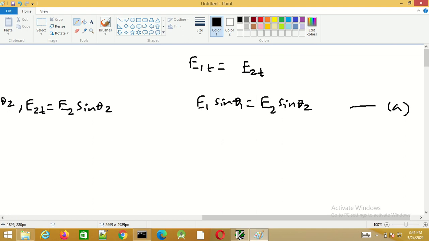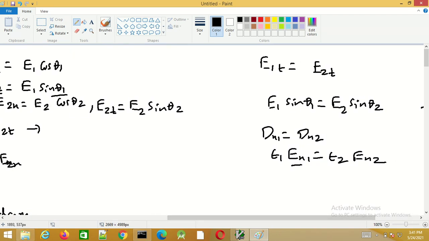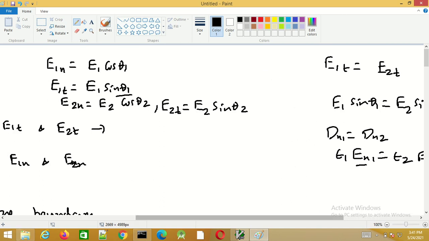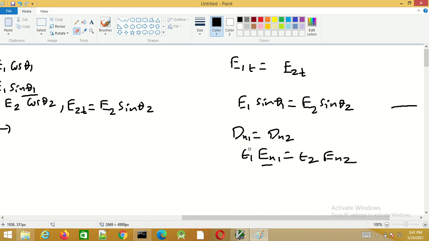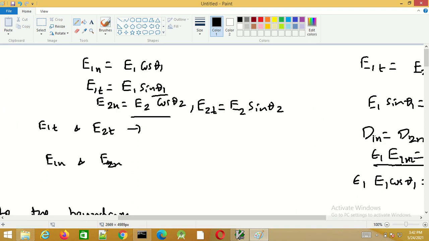And for the condition where rho S is equal to 0, DN1 is equal to DN2, or epsilon 1 E1n is equal to epsilon 2 E2n. Here I should have mentioned it as E1n and E2n. So here we can observe that E1n is E1 cos theta 1. So epsilon 1 E1 cos theta 1 is equal to epsilon 2 E2 cos theta 2, since E2n is given by E2 cos theta 2. Let me call this B.